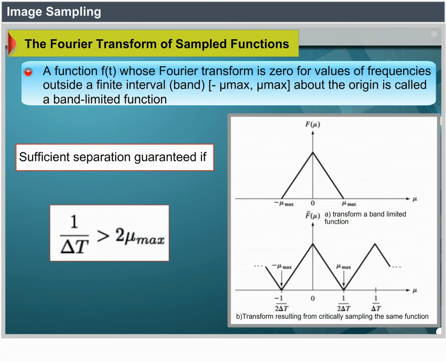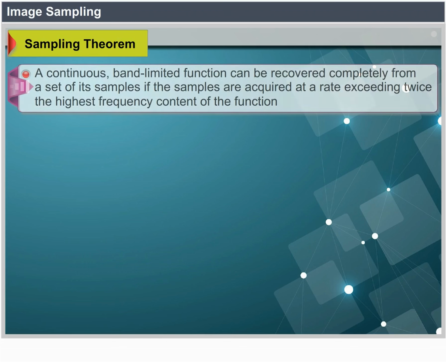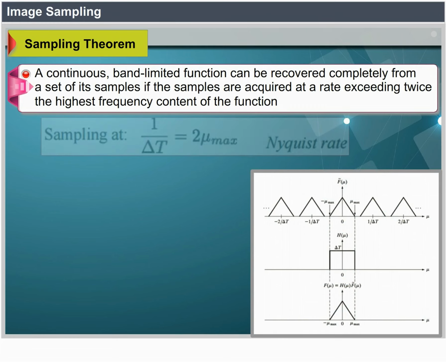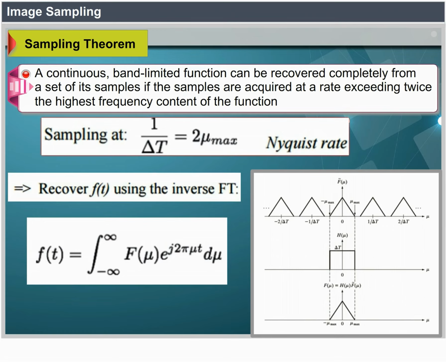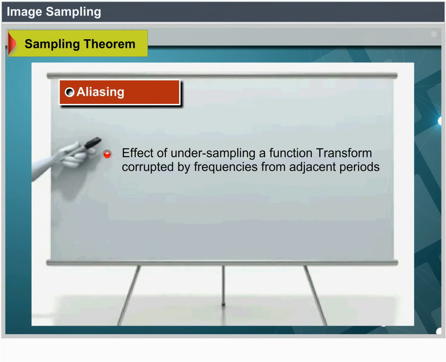Aliasing, the effect of undersampling a function: the transform is corrupted by frequencies from adjacent periods. Anti-aliasing. The effect of aliasing can be reduced by smoothing the input function to attenuate its higher frequencies. This has to be done before sampling. Function reconstruction, recovery from sample data. Recovery expressed in the spatial domain is as shown on screen.